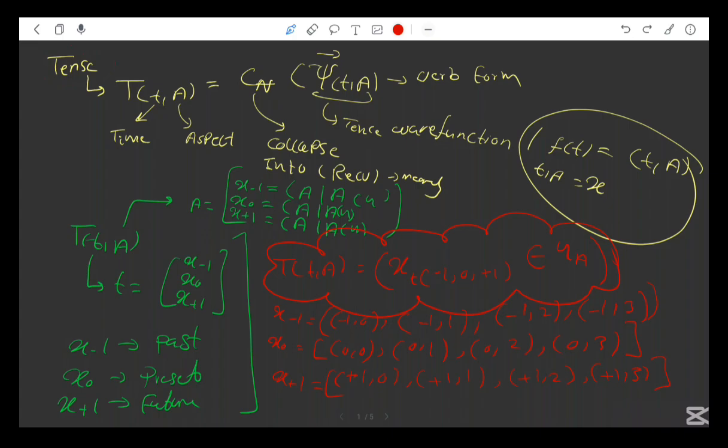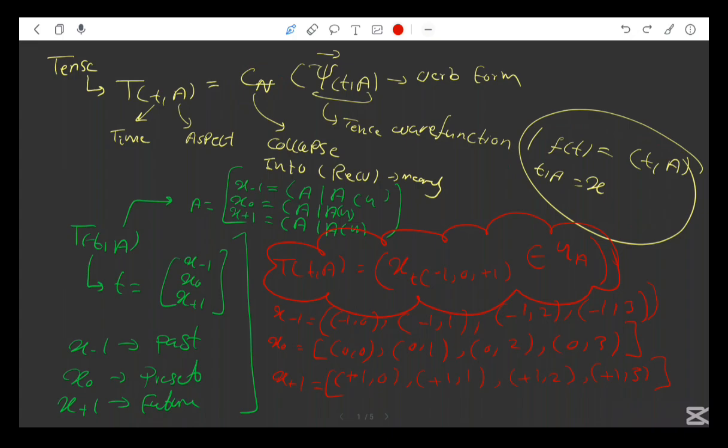And each part, I have explained each part. This is the time, this is the aspect, this is the Nassau's constant, which shows collapse into real verb meaning. This is the tense wave function, which we can also write like this: F of t when TA equals A, equal x equals TA.